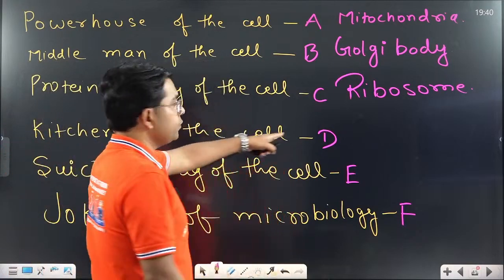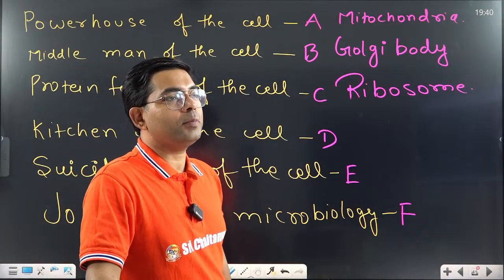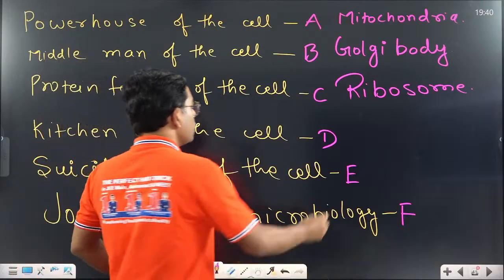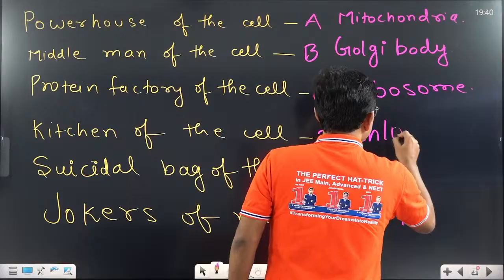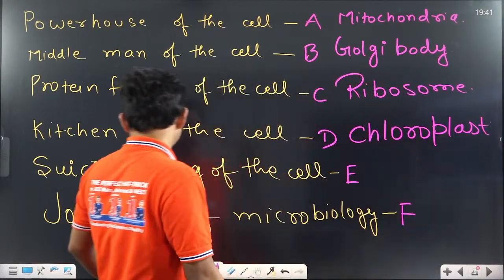Then kitchen of the cell, simple, very good. You all are already answering chloroplast, very good. So it is chloroplast because it prepares food. Chloroplast is the kitchen of the cell.